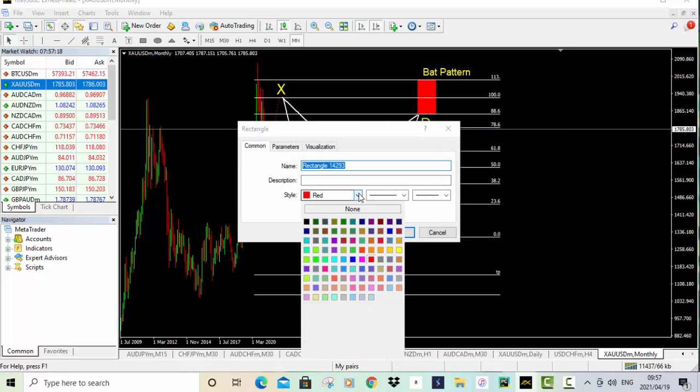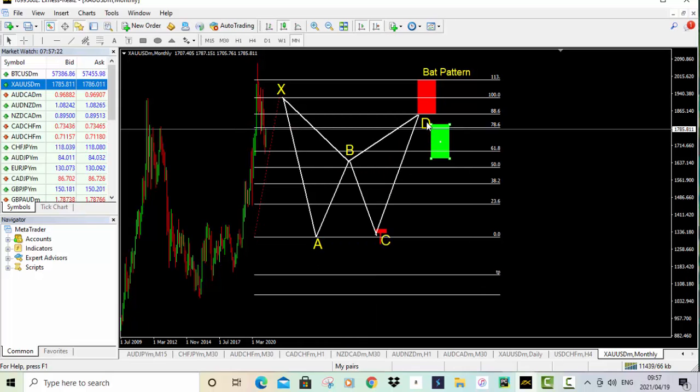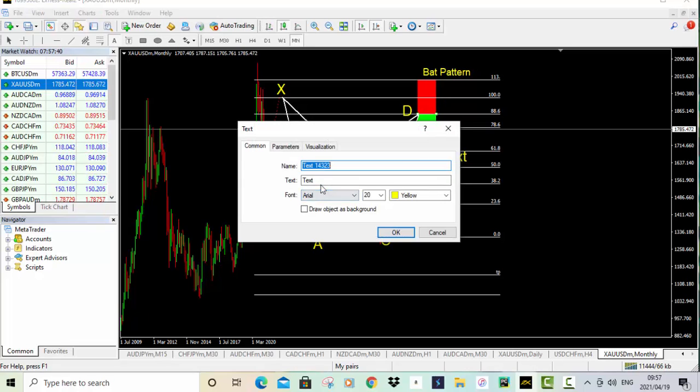The 61.8 retracement. Let me just move that. It's going to be at the 61.8. It's not really much of a profit, but once your TP1 is hit, you can then move your stop loss to break even, and you must go for TP2.